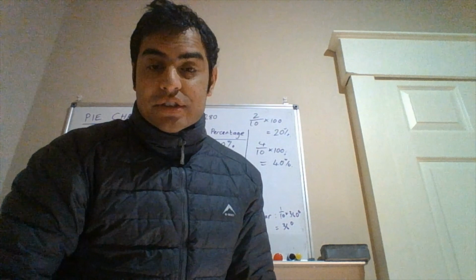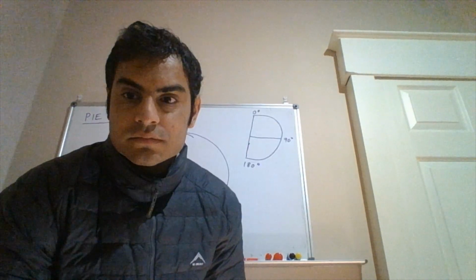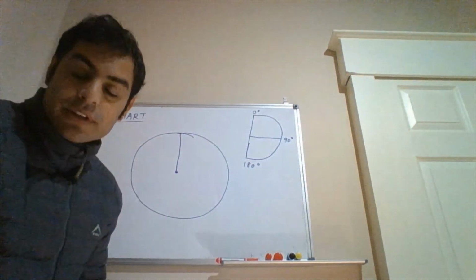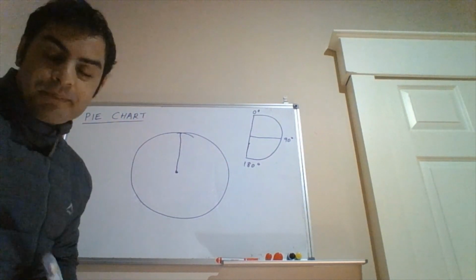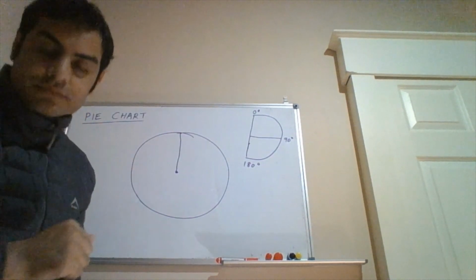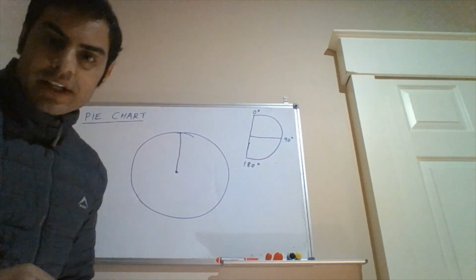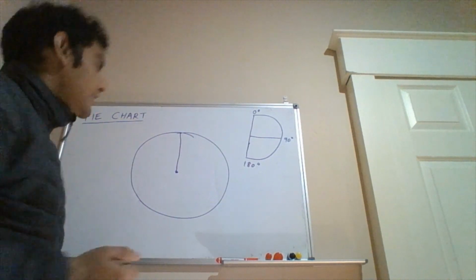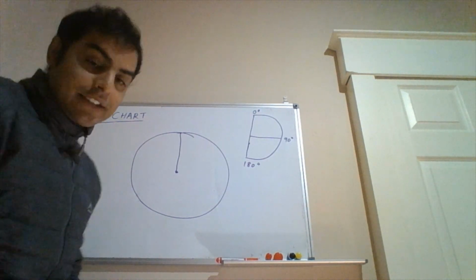Okay, so now we're just going to plot this data on the pie chart. So to draw this, we need our maths kit, we need a protractor, and we need the compass to draw the circle. So once we've drawn our circle, I'll draw a radius like this, a line from the center to the edge. And now we're going to plot each of our sectors.